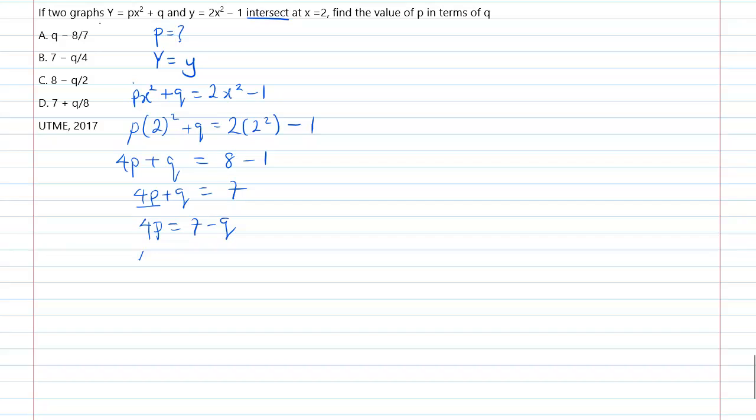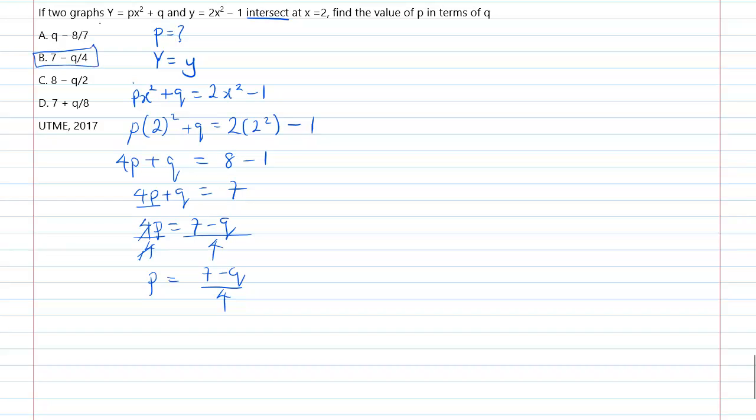Now we want to isolate p. For us to isolate p, we can now divide both sides of the equation by 4. Remember that whenever you do something to the left hand side of the equation, then you must at the same time do the same thing to the other side of the equation. So if we divide this side by 4, we also have to divide the other side by 4. So 4 cancels 4. P equals 7 minus q over 4. The correct option is option B.